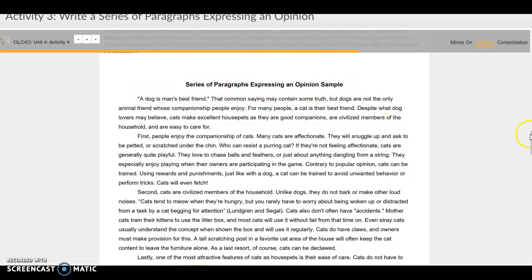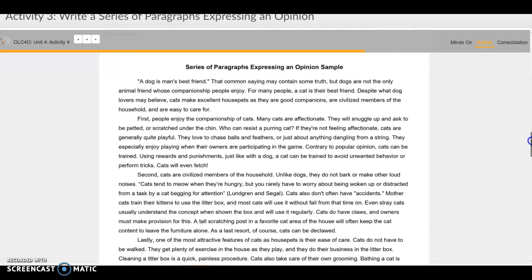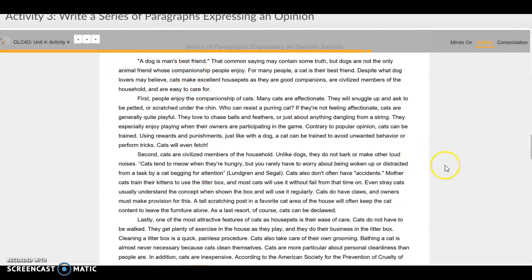And this sample is on a pretty simplistic topic. These paragraphs are going to argue that cats make excellent house pets, and the paragraphs are going to provide three main reasons why. Now, if I read through this introduction, I should be able to find the author's opinion and three supporting points. And sure enough, in the final sentence, I can see, "despite what dog lovers may believe, cats make excellent house pets." So that's the overall opinion right there.